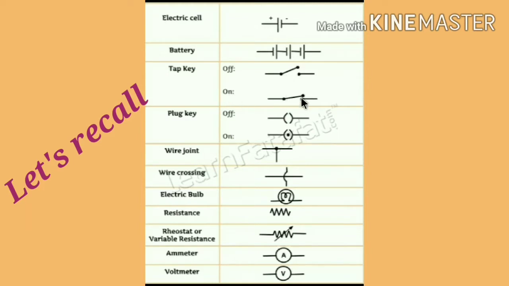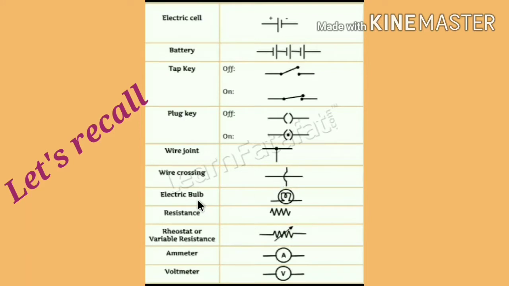When we join these two ends, the current is flowing through this wire. But when we do not join, this is the off condition and there is no flow in this wire. Then the plug key is denoted by this sign. This is off, and when we add the plug key in it, there is flowing of current. When we see here the plug key is absent, there is no flow in the wire. Then wire joint is like this, and wire crossing, when two wires are crossed, is denoted by this sign.